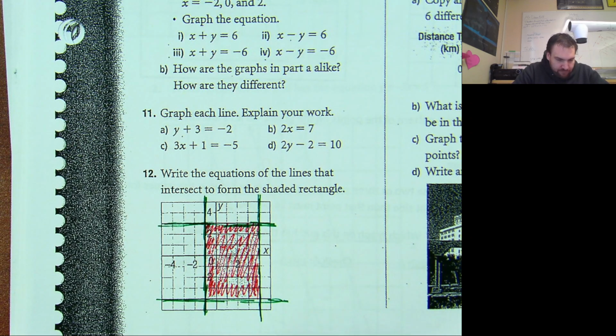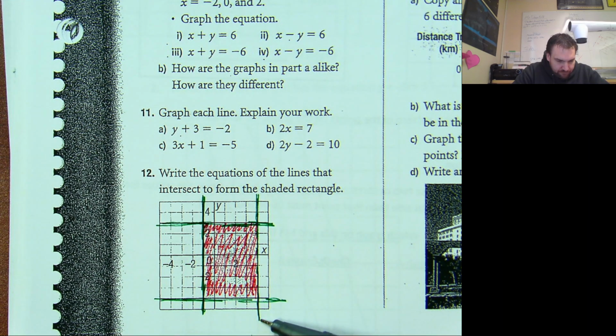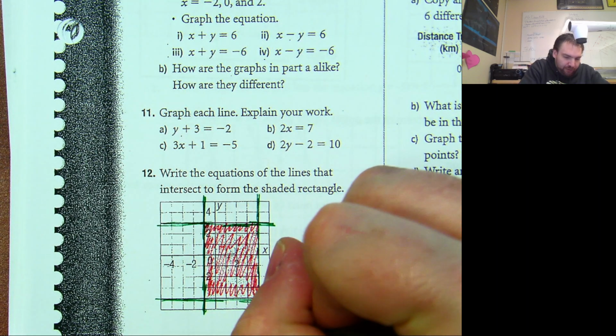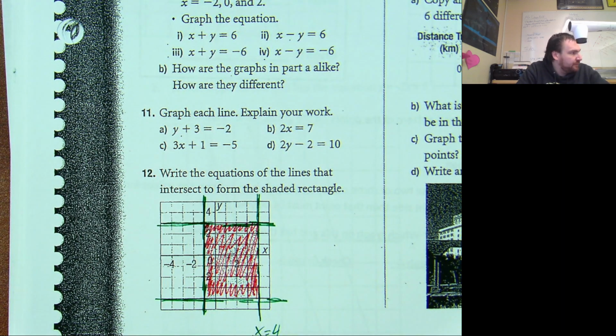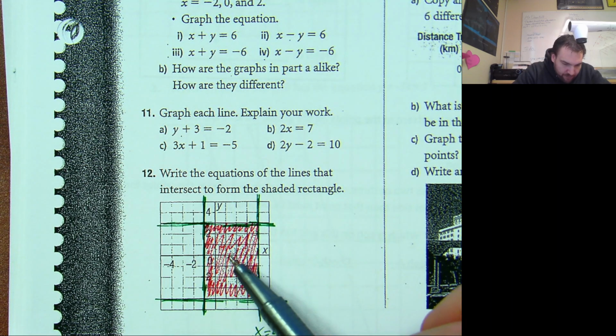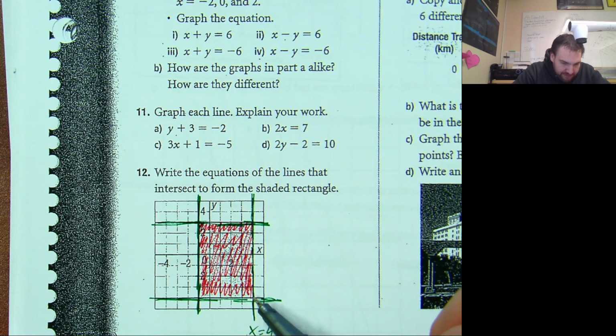What's this one? That's going to be x equals 4. We cool with why that is? Okay, it's a vertical line, so it has to be x equals. And it's over here at 1, 2, 3, 4. So that's going to be our x equals 4.